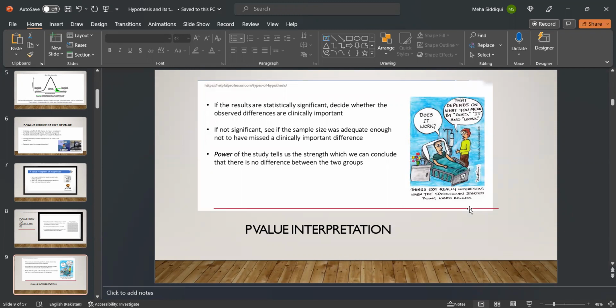Now, interpretation. If the results are statistically significant, decide whether the observed differences are clinically important. If not significant, see if the sample size is adequate enough not to have missed a clinically important difference. Power of study, which we will discuss ahead, tells us the strength with which we can conclude that there is no difference between two groups.